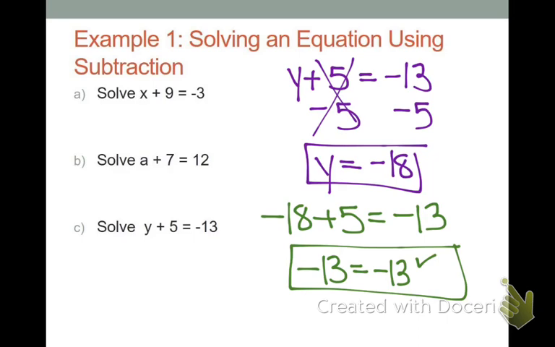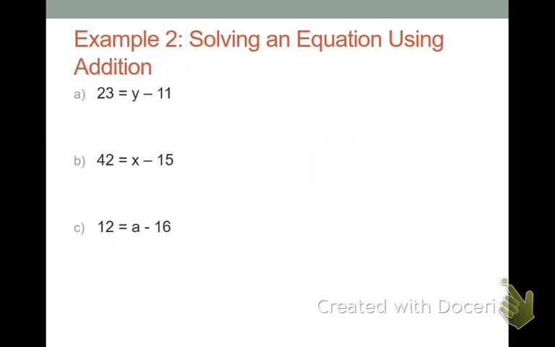Moving on to example 2, it's very similar to example 1, except now I have just a different operation. So now instead of addition being connected to my variable, what operation do you see there? Subtraction. So what's the opposite of subtraction? Addition. All right, very simple. I just need to do inverse operations to isolate my variable. Well, what else do you see that's a little different about the way these equations are written?